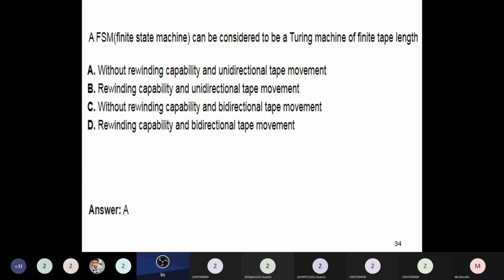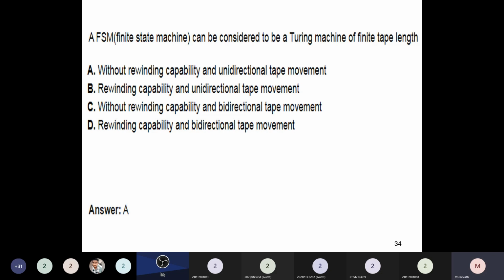And then the second question: a finite state machine can be considered to be a Turing machine of finite tape length. So the answer is without a rewinding capability. What is rewinding capability? Rewinding capability means reading in a reverse direction. In finite automata, we can move the control head in forward direction alone. We cannot move in the reverse direction.